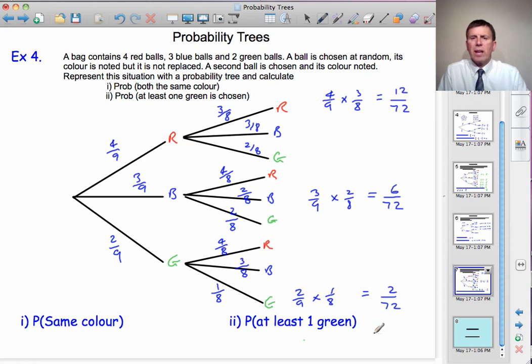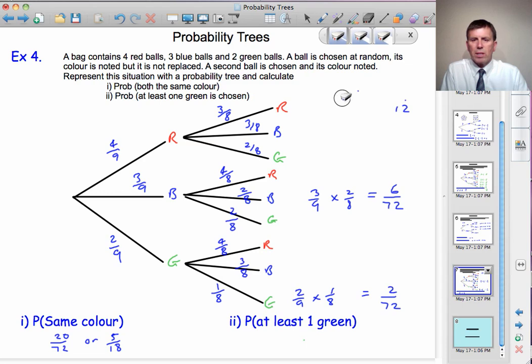So everything's in 72nds, we just need to check how many we've got altogether by adding them. 2 plus 6 is 8, 8 plus 12 is 20. So the probability we get 2 the same colour is 20/72. We could cancel that down, we could cancel by 4 and say that's 5/18. And now we move on to the second question. Find the probability that at least one is green. And again, I'll rub out what I've got here, so we've got plenty of room to write the new probabilities we're working with.